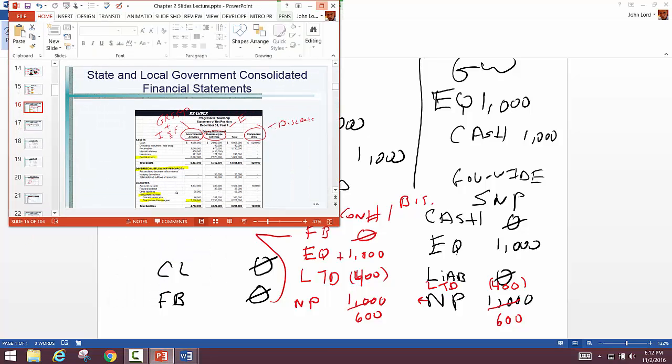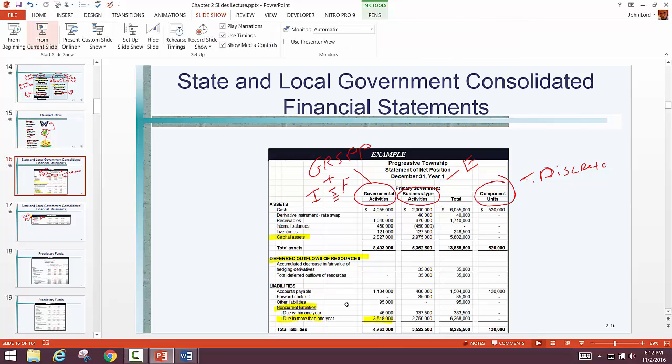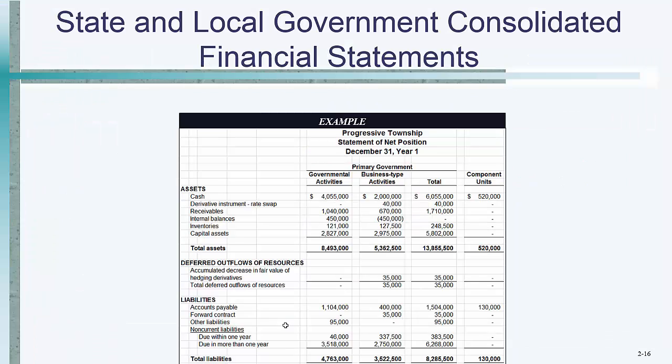Let's take a look, and this goes back to chapter 2, where we had the examples of our financial statements that we were working with. Let's take a look at our government-wide statement of net position, the government-wide balance sheet, right? Statement of net position, and we have governmental activities and business type activities.